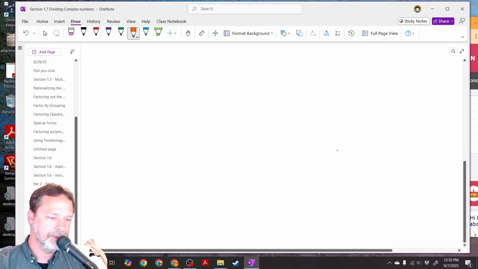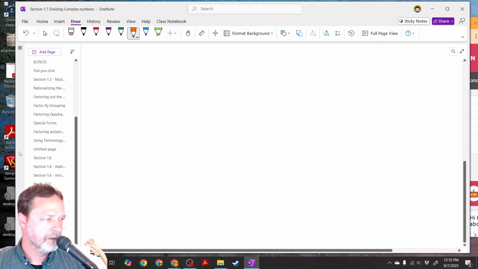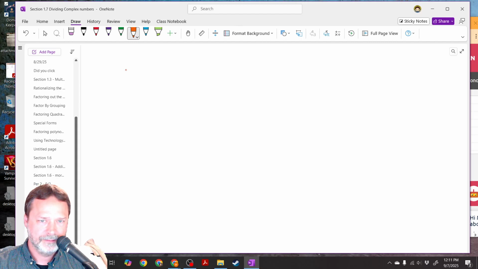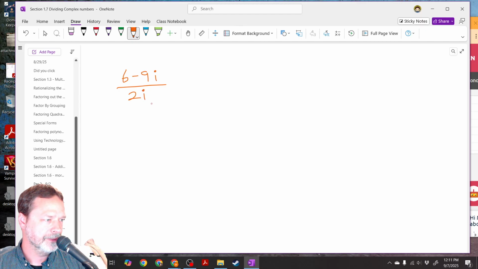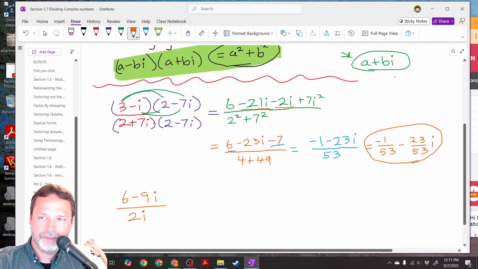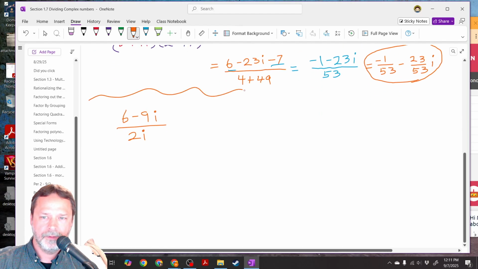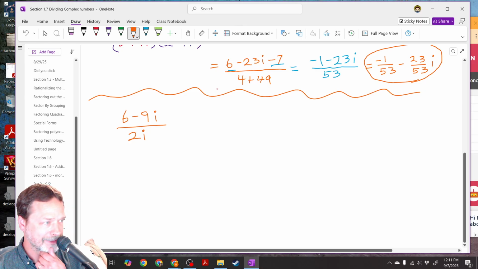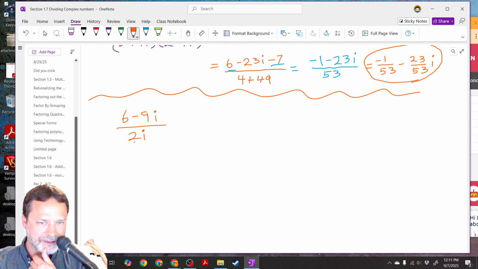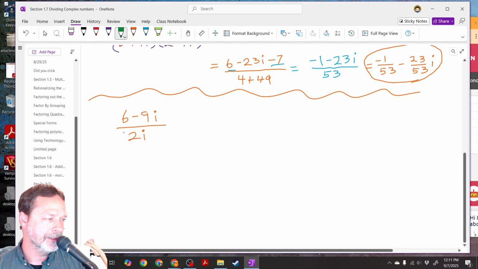Let's do one more example. And this is an easier example, but for some they have a little bit of trouble. So let's do this: 6 minus 9i over 2i. So remember, really the issue with these is that we don't want an i in the denominator. That's what it boils down to. An i in the denominator will keep us from having the form a plus bi, which is what we need to get a complex number. This is two complex numbers, 6 minus 9i over 2i. We need to write it as one complex number.